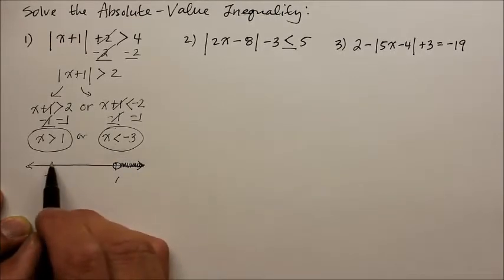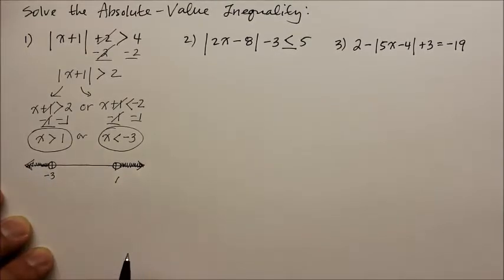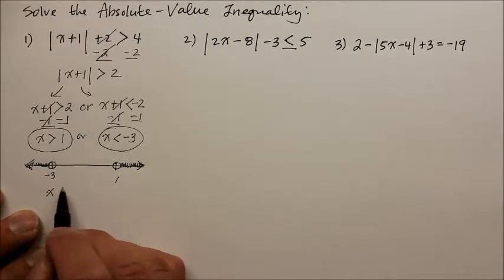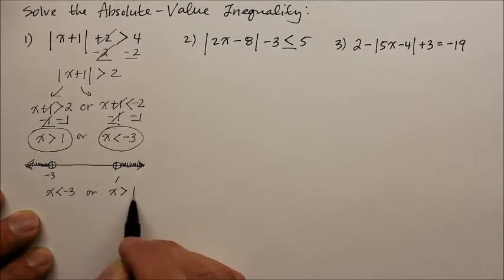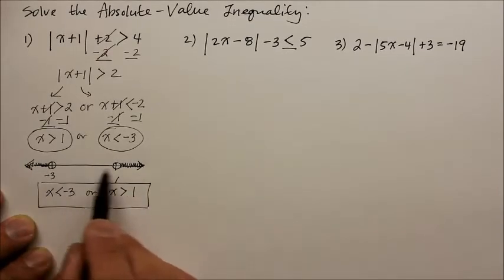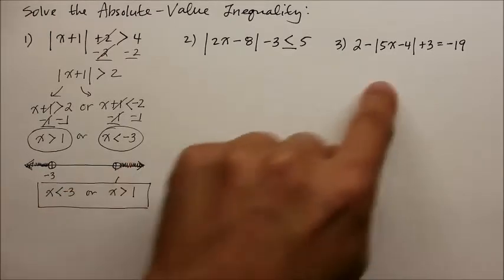And less than, not equal to, negative 3. What's less than negative 3? Negative 4, negative 5, negative 6, to negative infinity. So how do you write this to match the number line? You say x is less than negative 3 or x is greater than positive 1, and that becomes a numeric answer. And this becomes your graphic answer with a number line. Now you try numbers 2 and 3.